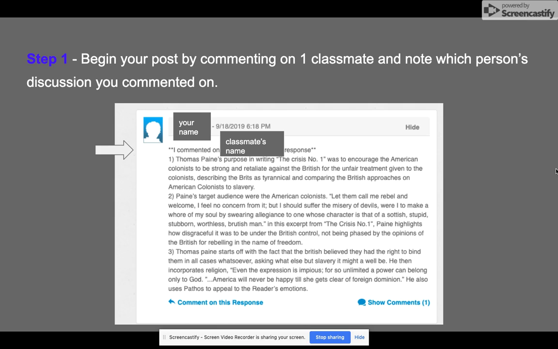This is a good example of a student who thoroughly answered all three of the questions in the discussion. And you can see on number 3, the student also included a direct quote from Thomas Paine's The American Crisis in order to support his or her answer. So you're going to want to do the same thing. And also the student identified which type of rhetorical appeal was being used.